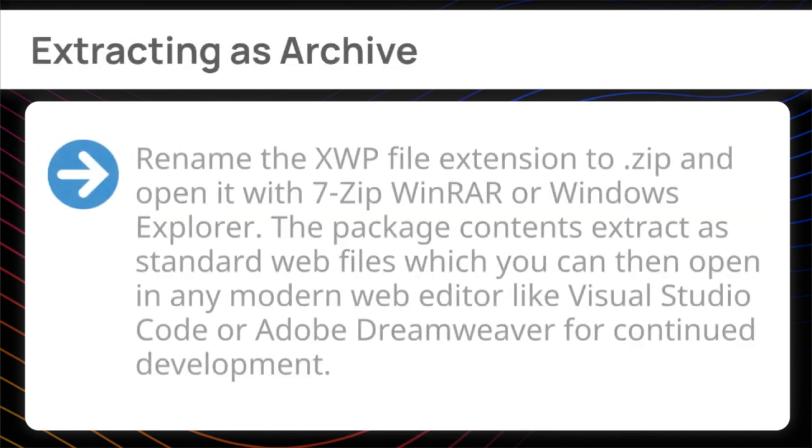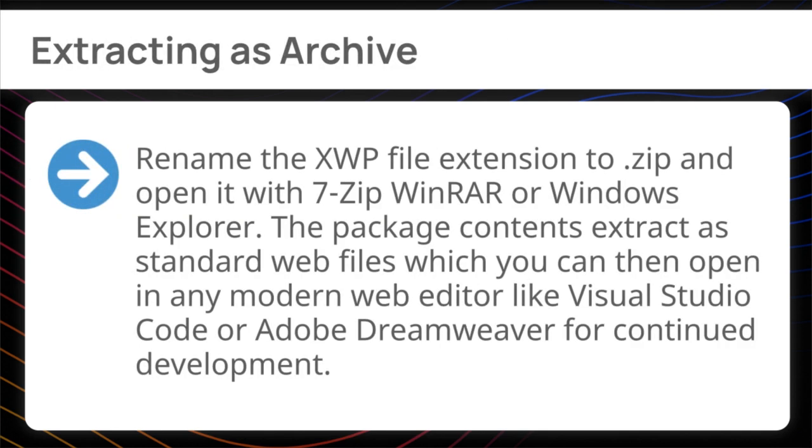Next, extracting as archive. Rename the XWP file extension to .zip and open it with 7-Zip, WinRAR, or Windows Explorer. The package contents extract as standard web files, which you can then open in any modern web editor like Visual Studio Code or Adobe Dreamweaver for continued development.